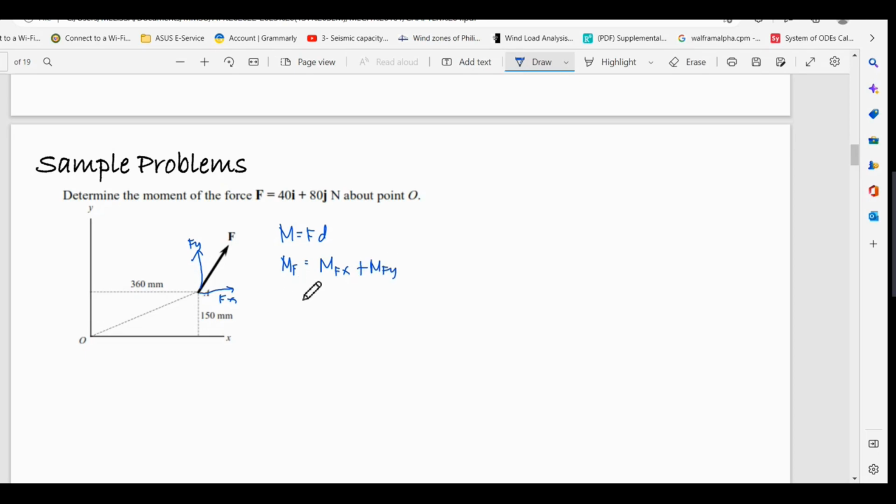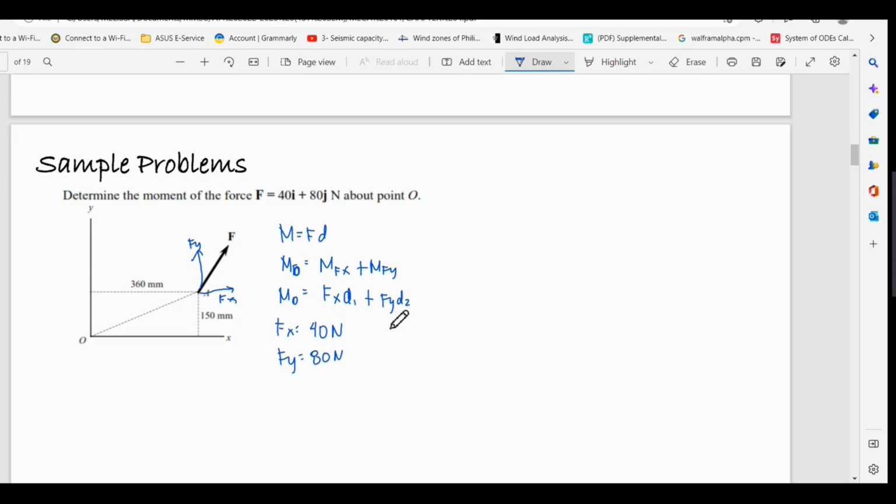Or we have Fx multiplied by the distance that is perpendicular to our point O plus Fy multiplied by the distance that is perpendicular to our point O. Okay? Moment at point O. Dito pala tayo nagmo-moment. So, we have moment at O. Moment about point O. So, hanapin natin what is the value of our Fx. Fx is equal to 40i plus 80j, or we have 40 Newton, di ba? And then Fy is 80 Newton.